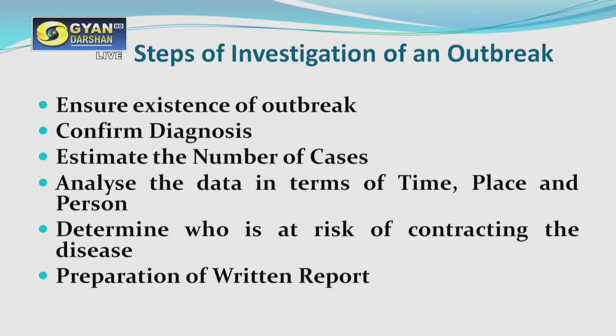I will be discussing all these steps one by one, but first you should be able to answer. If you get this question in a viva also, you can be asked to tell the steps of investigation of an epidemic. So you should be able to tell all the 6 steps. First is ensure existence of an outbreak. Second is confirm diagnosis. Third is estimation of the number of cases. Then analyze the data in the form of time, place and person. Then determine who is at risk of contracting the disease and prepare the written report. So these are the 6 steps.